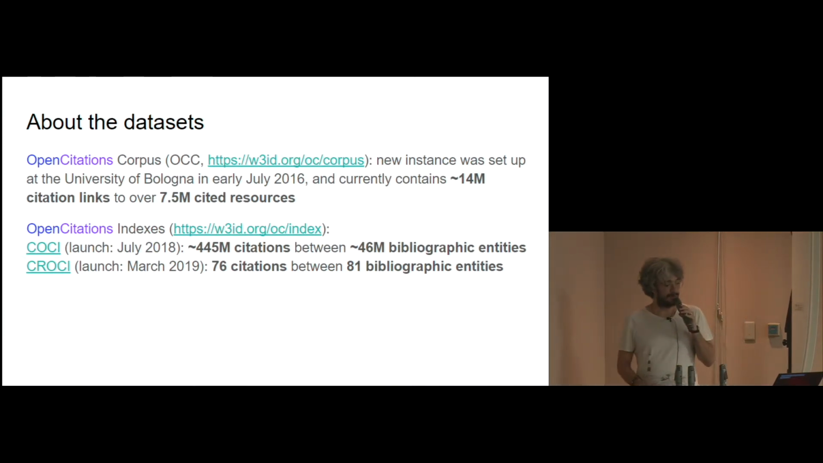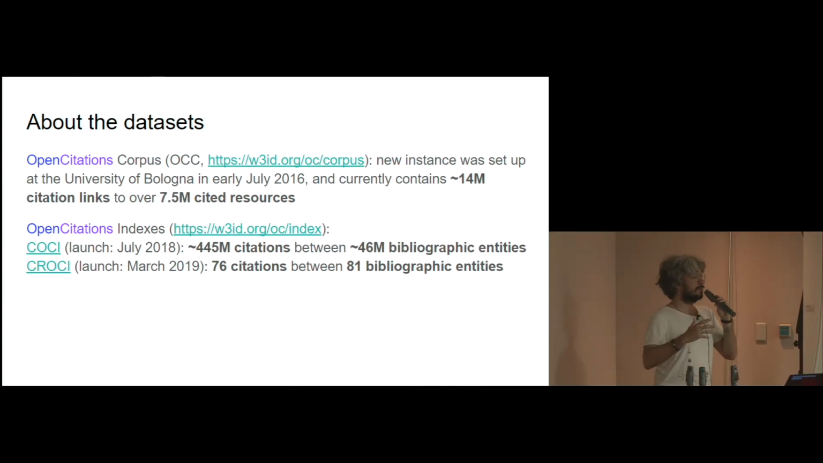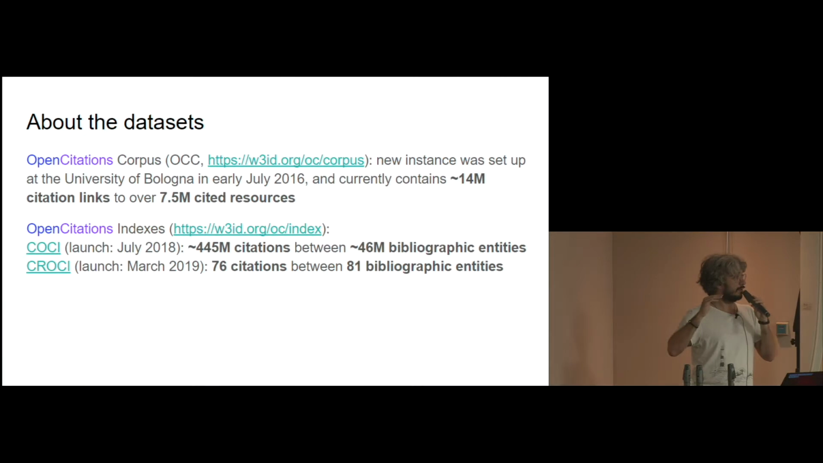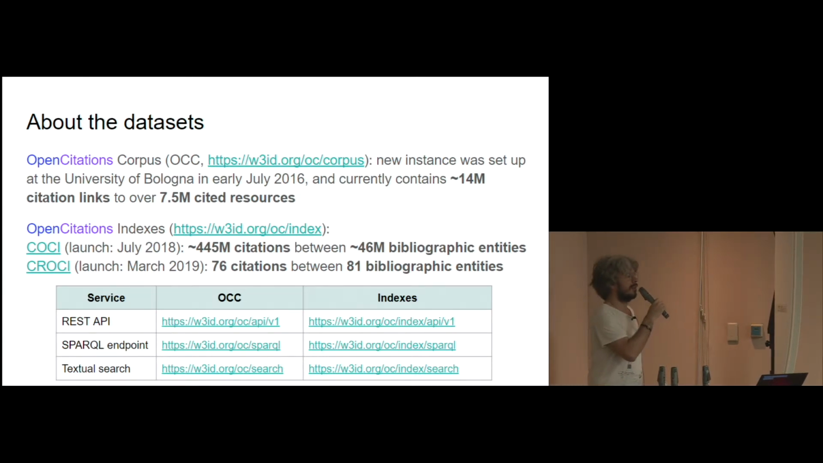And last year we also launched the Open Citation indexes, which are just big containers of citation links, and that now includes only two indexes. The main one, COCI, which I describe in the next slide, contains 445 million citations between barely 46 million bibliographic entities.